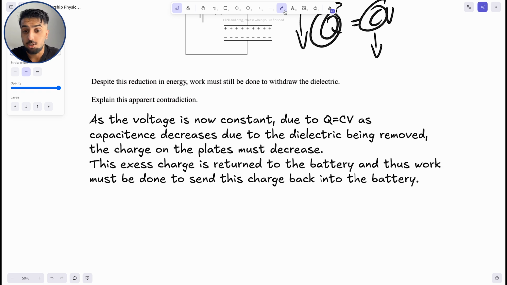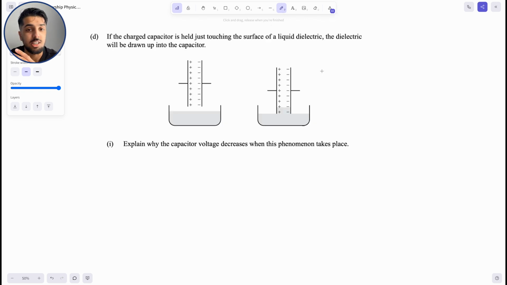As voltage is now constant due to Q is equal to CV, as capacitance decreases due to the dielectric being removed, the charge on the plates must decrease. This excess charge is returned back into the battery, thus work must be done to send this charge back into the battery. If the charged capacitor is held just touching the surface of a liquid dielectric, the dielectric will be drawn up into the capacitor. Explain why the capacitor voltage decreases when this phenomenon takes place.